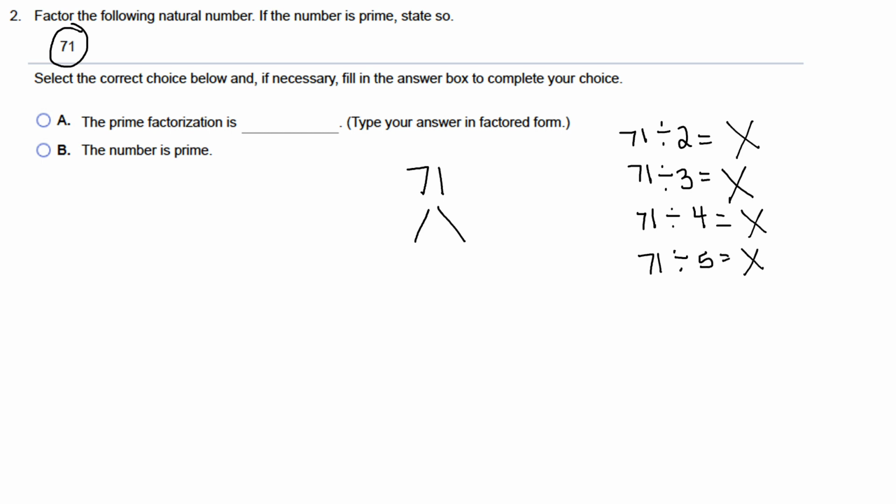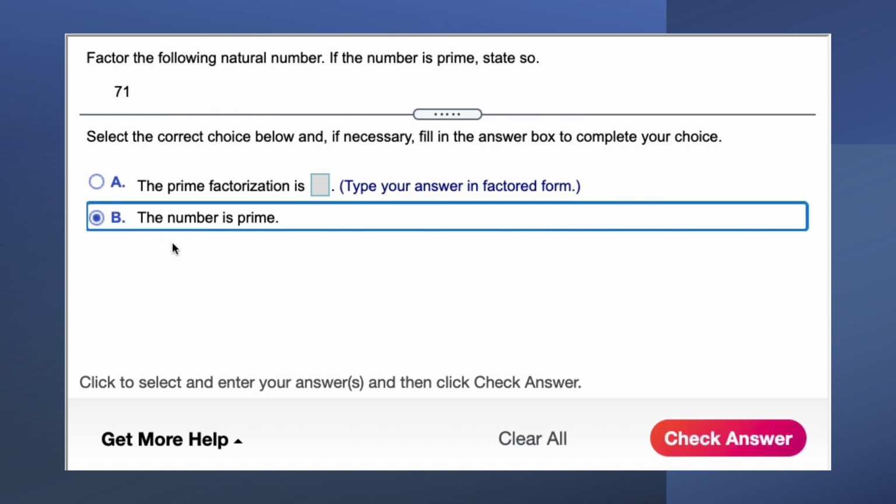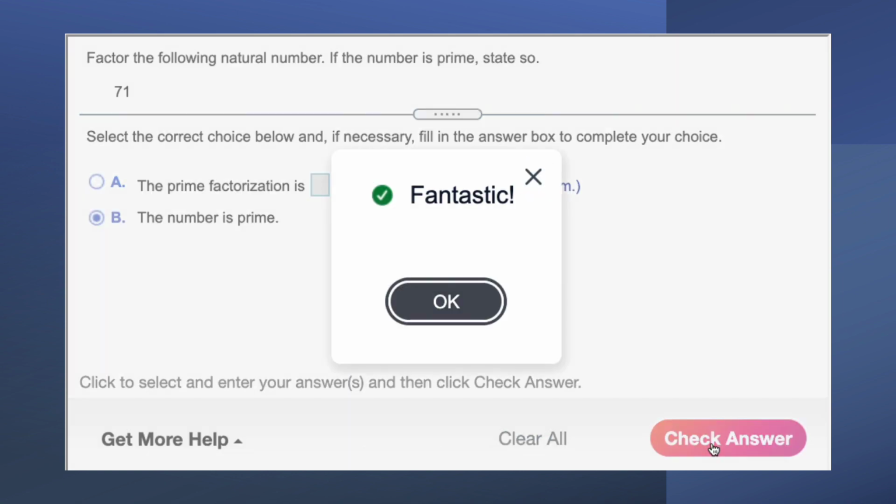Since we can't find two numbers that when multiplied together give us 71, we know that the only numbers are 1 times itself. Since the only two factors are 1 times itself, we know that the number is prime. So our answer is choice B. When we go to MyMathLab, we'll simply select choice B. The number is prime. Then you can check your answer and move on to the next question.